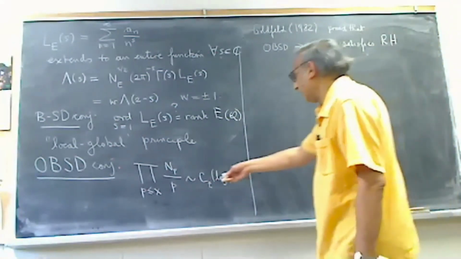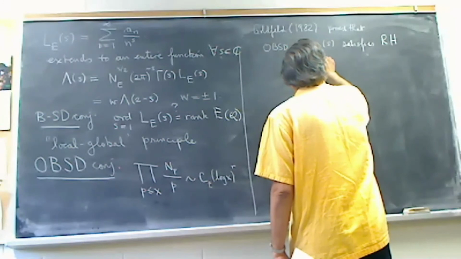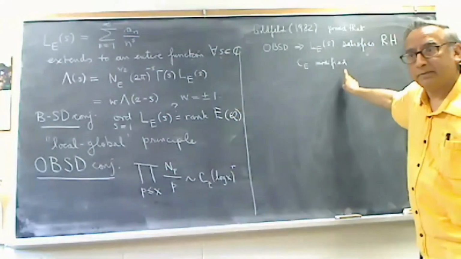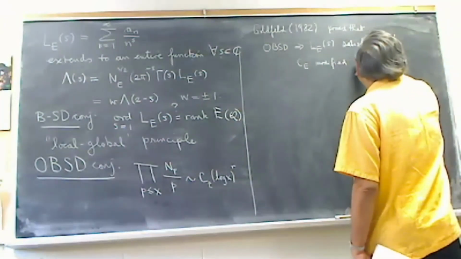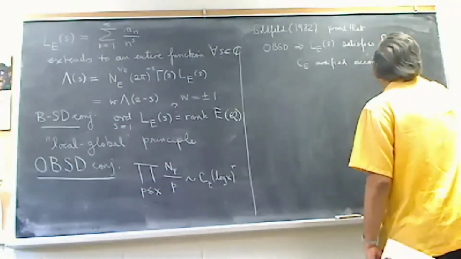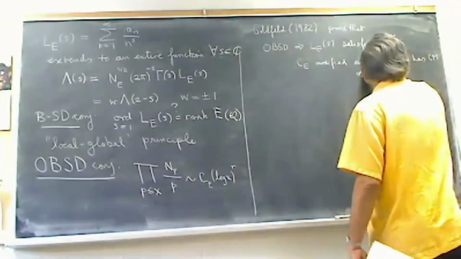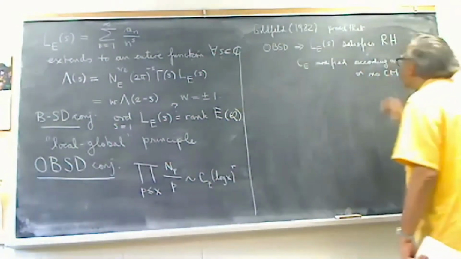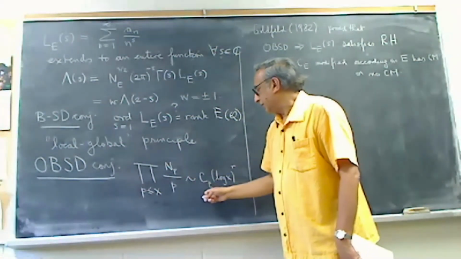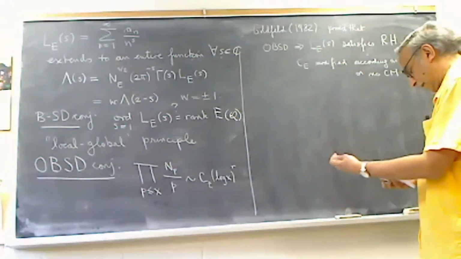Then he also made some interesting comments about C_E having to be modified. Is this too small? Can people read that? You're okay with that? Okay, good. So C_E has to be modified according as E has CM or no CM. And so that was an important point as well. So this heuristic that mod p information should give us the rank, along with this constant, had to be modified a little bit. So that was the first paper.